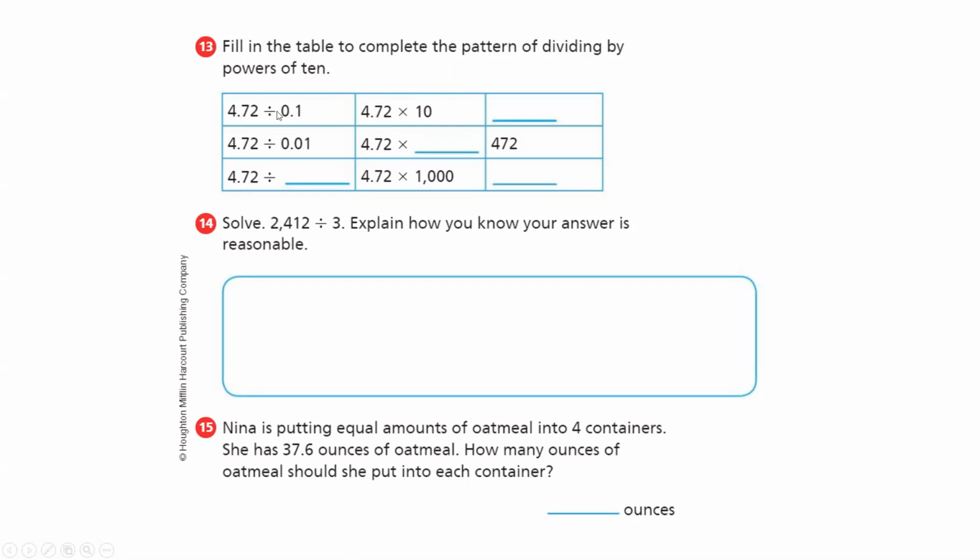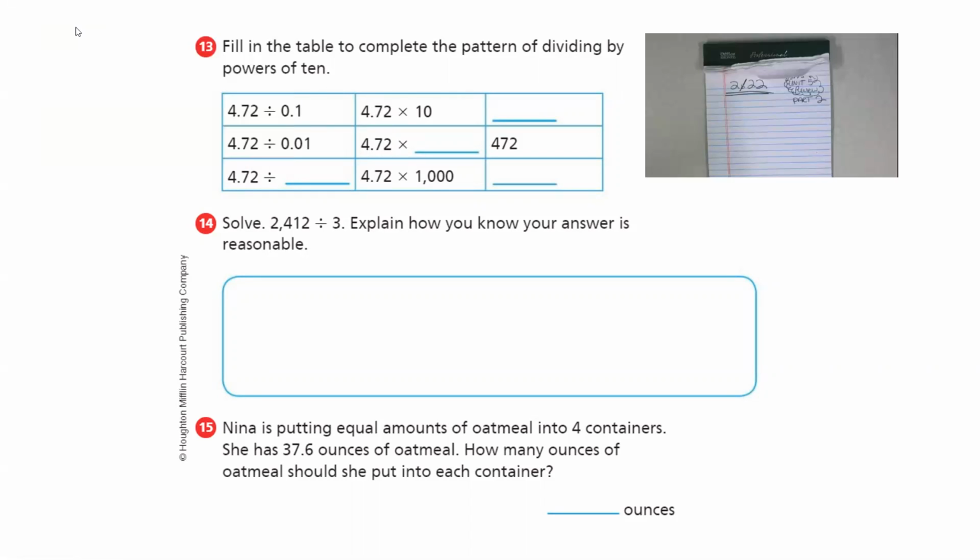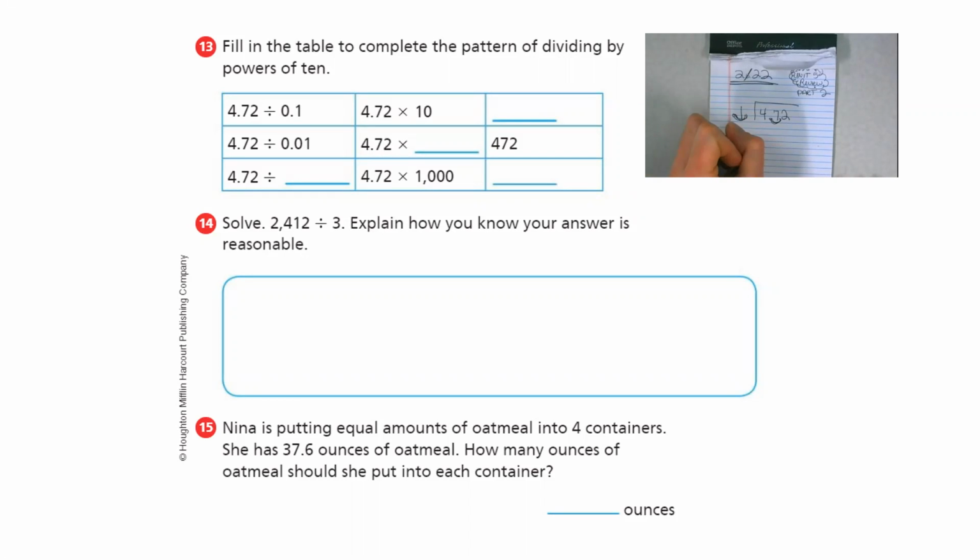Now, if you get really confused and you only see it like this, then you can do this. If you only see it like this and you're confused, you're like, oh my gosh, I don't know what I'm supposed to do. 4.72 divided by 1/10. You're not allowed to divide like that. So you move it over once, and you move this over once. Now you have 47.2 divided by 1, which is 47.2. So either way you look at it, the answer is 47.2.